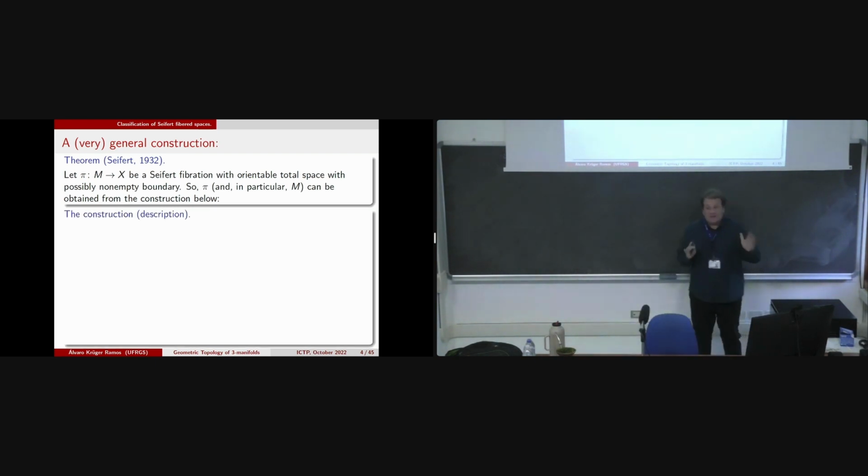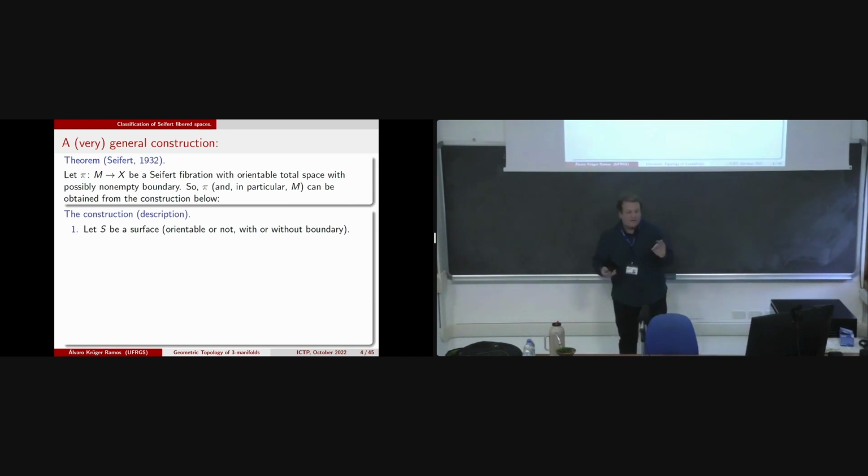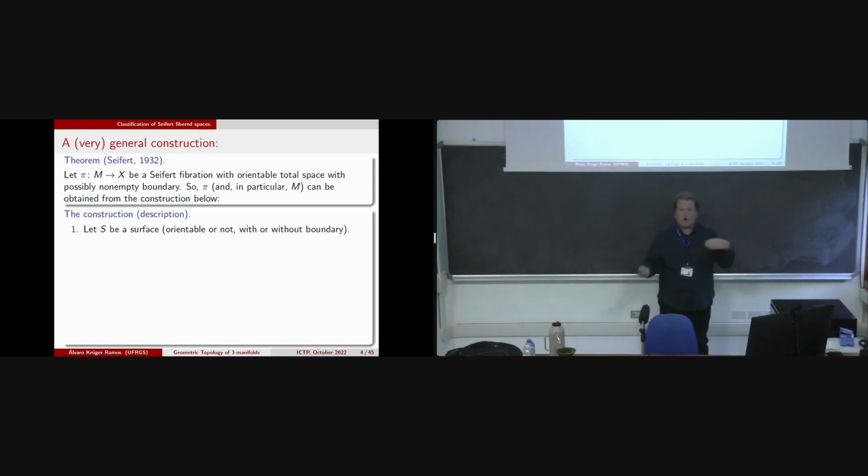Okay, so they can be obtained from the following construction. Anything that is Seifert fibered can be obtained in this manner. I will first describe the whole construction, and then I will make some comments about the intermediate steps. So first we start with any surface that you want, and I mean any surface. It could be orientable or non-orientable, and it could have boundary or not. So start with any surface that you want.